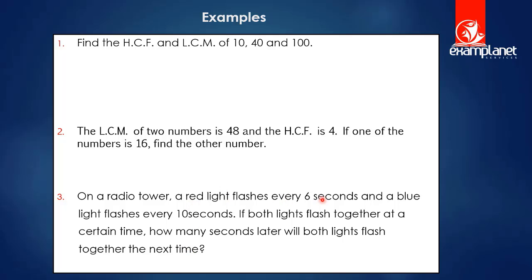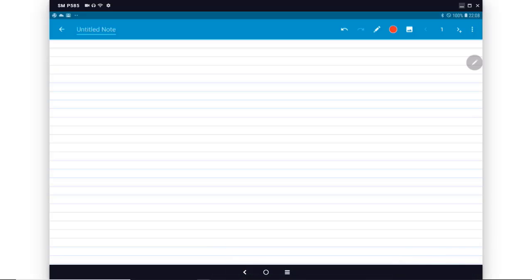One light, the red one, flashes every 6 seconds, and the blue one flashes every 10 seconds. So if both lights flash together at a certain time, how many seconds later will both lights flash together the next time? Okay, so how do we answer this question? What are they trying to ask us here? Now let's look at the solution of this.